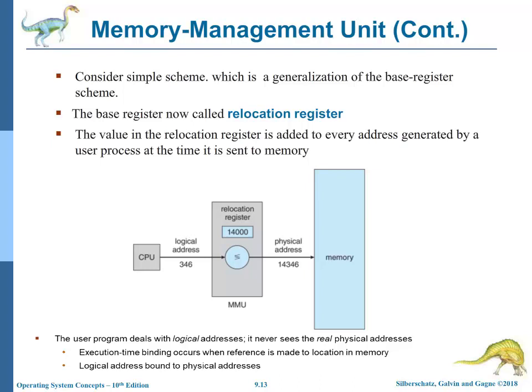For example, if the base is at 14,000, then an attempt by the user to address location 0 is dynamically relocated to location 14,000, and access to location 346 is mapped to location 14346. Note that the user program never sees physical addresses.